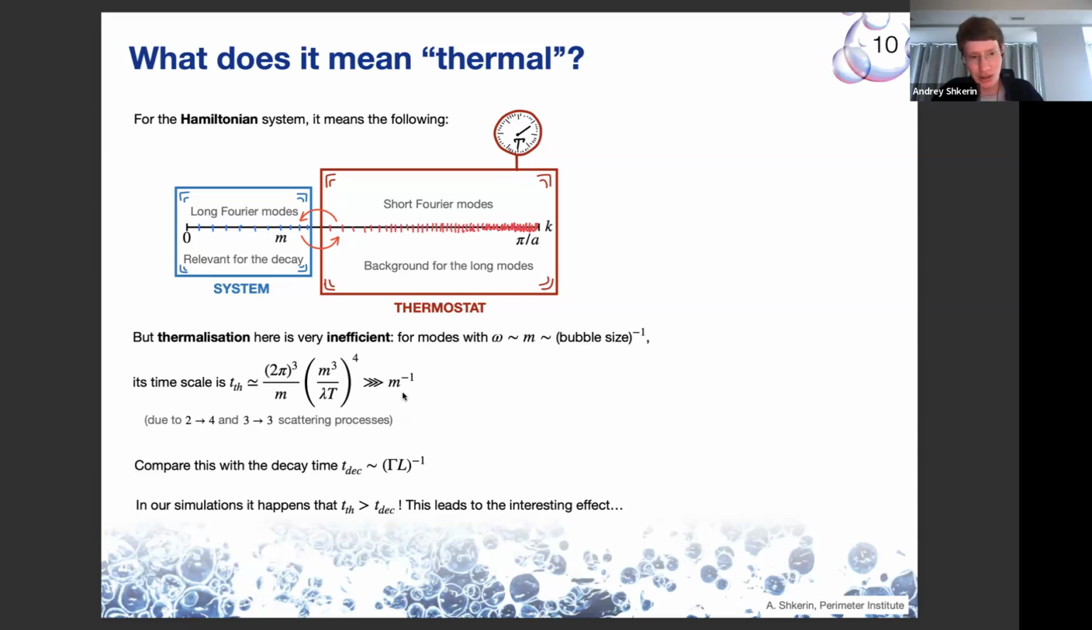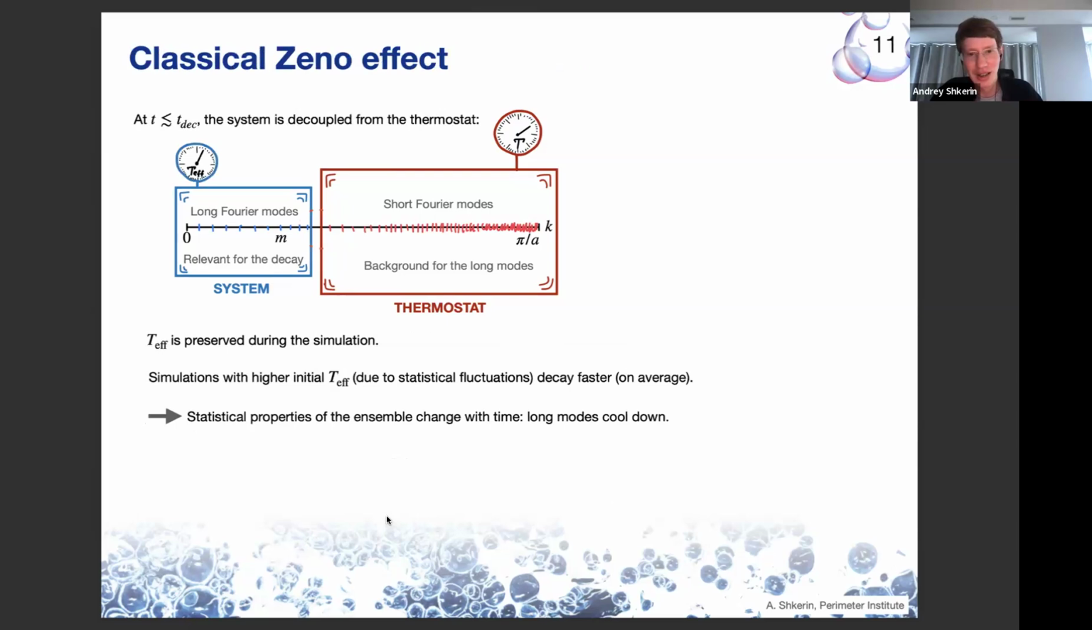And in our simulations, it happens to be even bigger than the characteristic decay time, which is inversely proportional to the decay rate. So the decay time is exponentially long. Nevertheless, in our simulations, the thermalization time happens to be even longer than the decay time. Okay, this is certainly not the hierarchy which you would naturally expect, but this is what might actually happen. And when this happens, this leads to an interesting effect, which we call the classical Zeno effect.